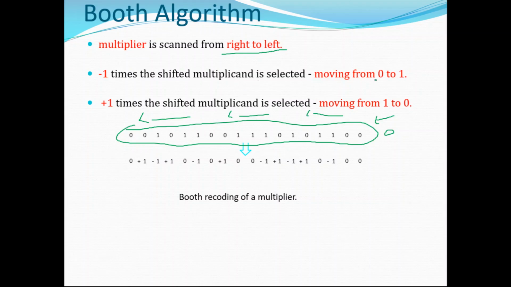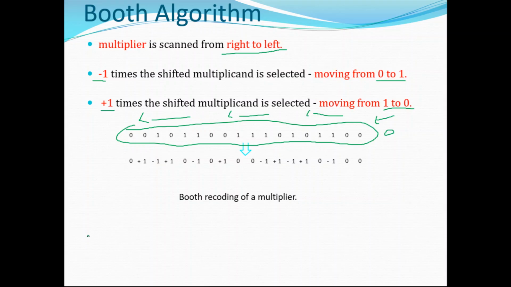Whenever you move from 0 to 1, that respective bit should be replaced with minus 1. And whenever you move from 1 to 0, that respective bit should be replaced with 1. In all other cases, the respective bits will be replaced with 0.